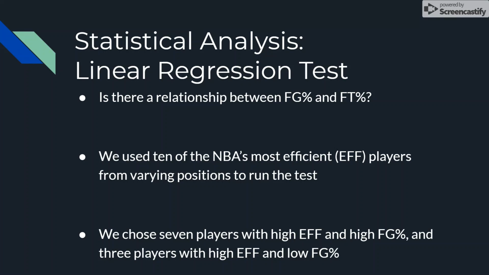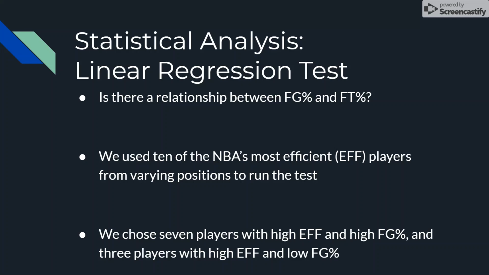And so we did this because players with higher EFF ratings are typically the best all-around players in the league. And so we wanted to use the stat to determine the correlation between field goal and free throw percentage based off of the league's best players, because we thought that those players would represent the league and the NBA and basketball in general the best. And we also chose players from varying positions such as centers, small forwards, shooting guards, and point guards.